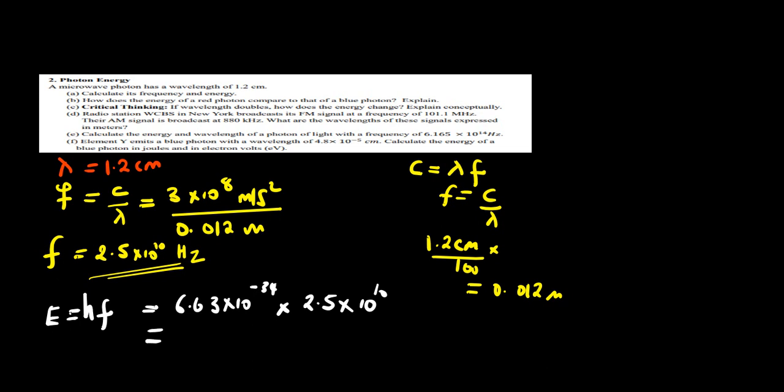When you do your math, on my end I'm finding 1.6 times 10 to the power negative 23 joules. Energy is measured in joules. So that's how you solve this one. Very simple and very straightforward. You can also try it out just to get the concept.